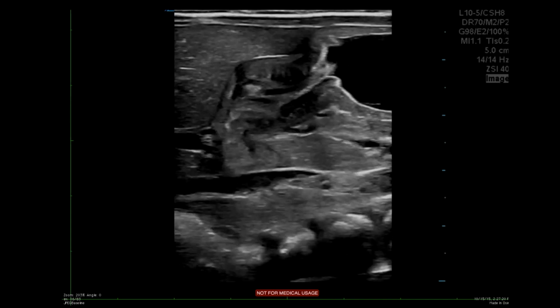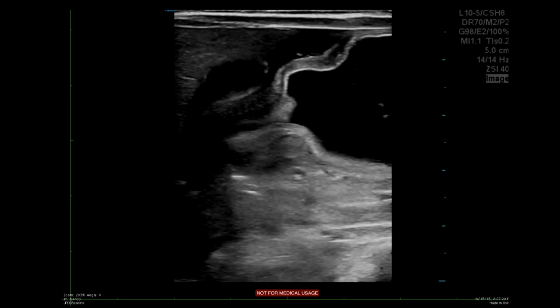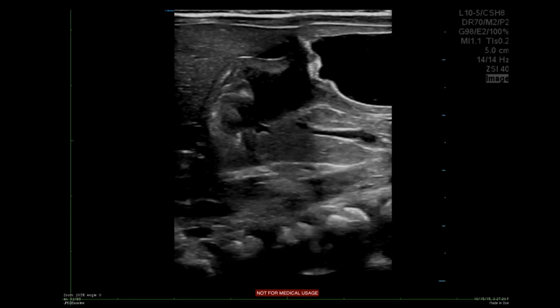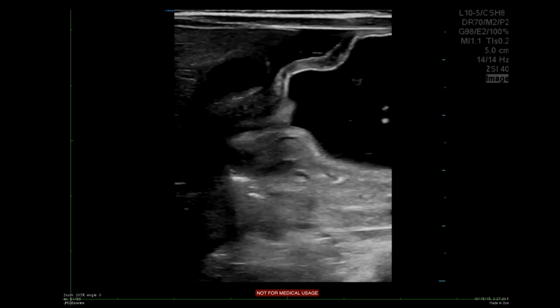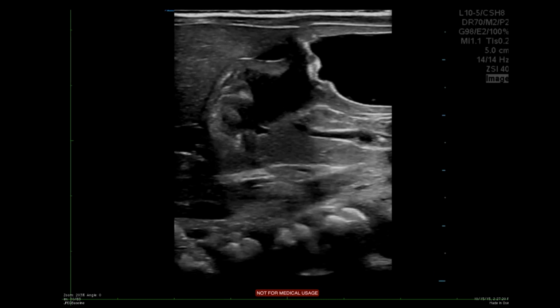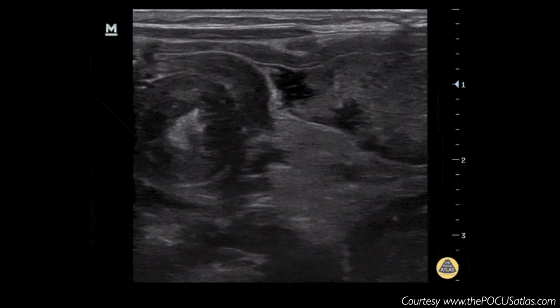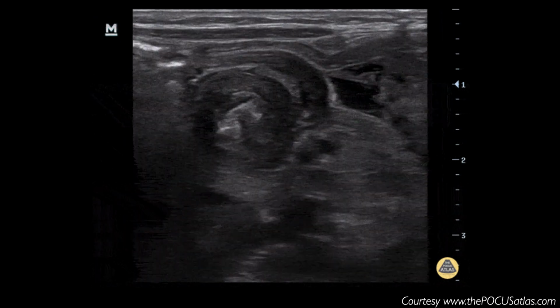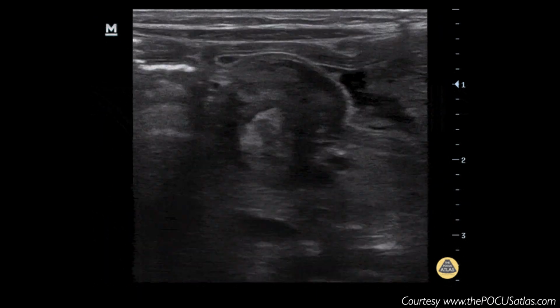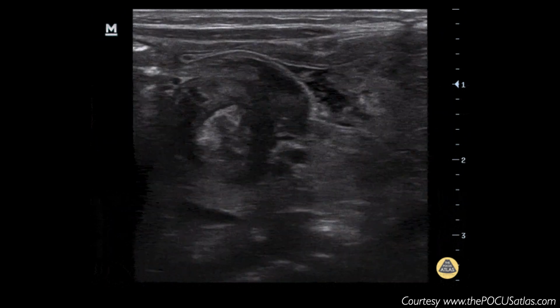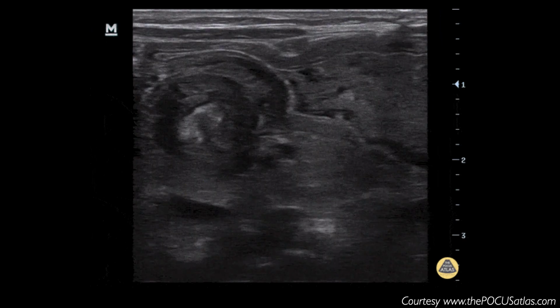As we scan, we also come into a transverse view of the pylorus, which will appear here as almost a target-like image. If we're to pause this clip, we can complete measurements of the pylorus, and we see that the wall thickness is greater than 3 millimeters, and the pyloric canal length is longer than 14 millimeters. Here again, we have a transverse view of the pylorus, and you can see the concentric thickened muscles that form a target-like image.